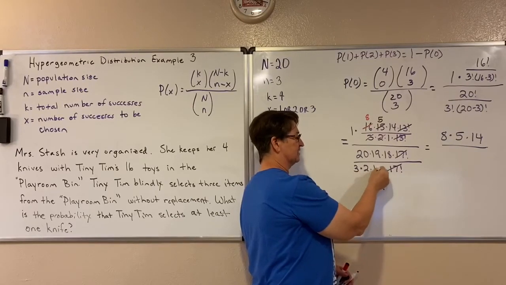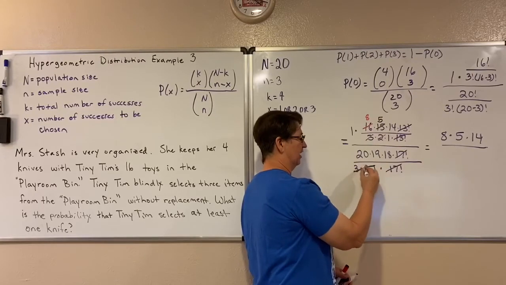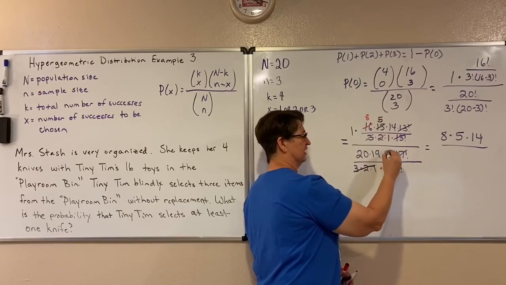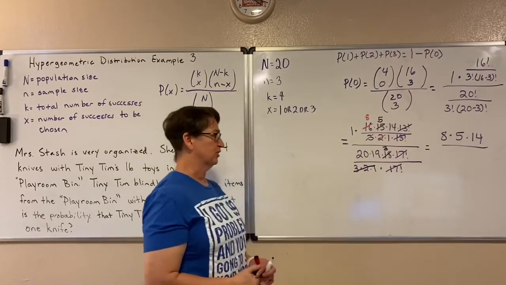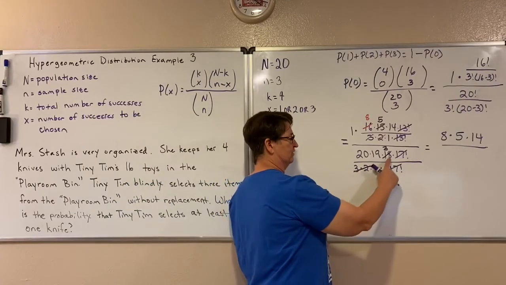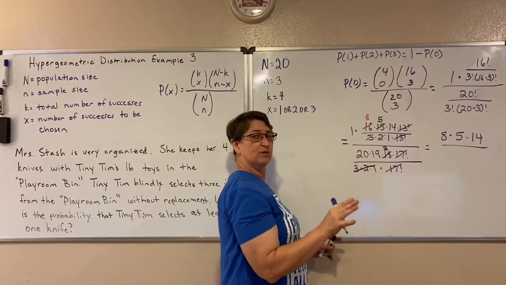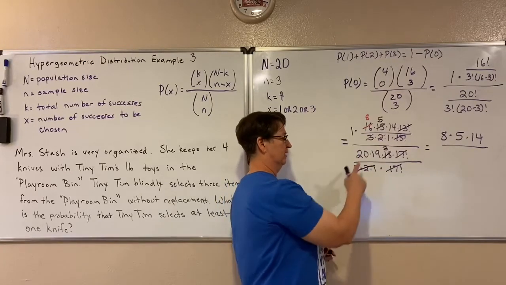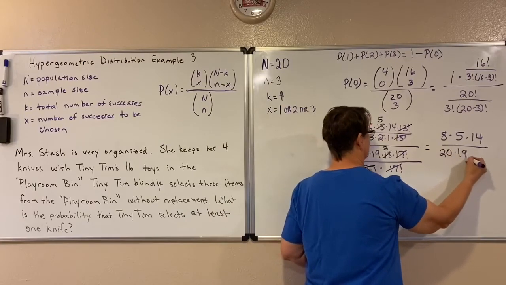And 6 can go into 18. So let's just take this whole 6 on bottom and divide it into 18 to get 3, because 6 goes into 18 3 times. You could have done it differently. You could have said 3 goes into 18 6 times and 2 goes into 20 10 times. It would still be the same in the end. It's okay. So here in my denominator, I have 20 times 19 times 3.